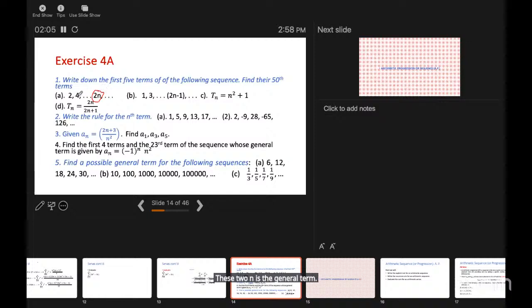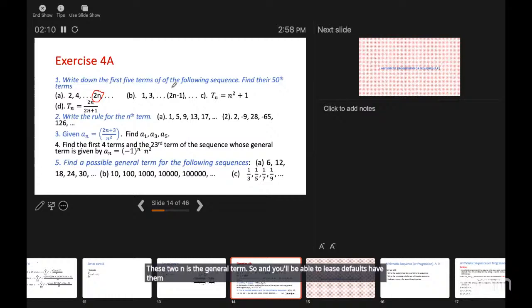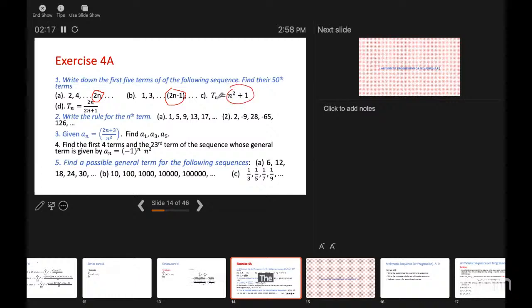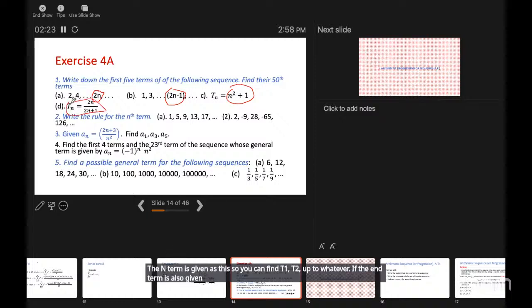So you'll be able to list the first 5 terms. The same thing here. This is the general term given here, and this is the nth term, as I said, Tn. The nth term is given as this. So you can find T1, T2, up to whatever. If the nth term is given like this, you can find the term. Same thing with others. We need to move fast.